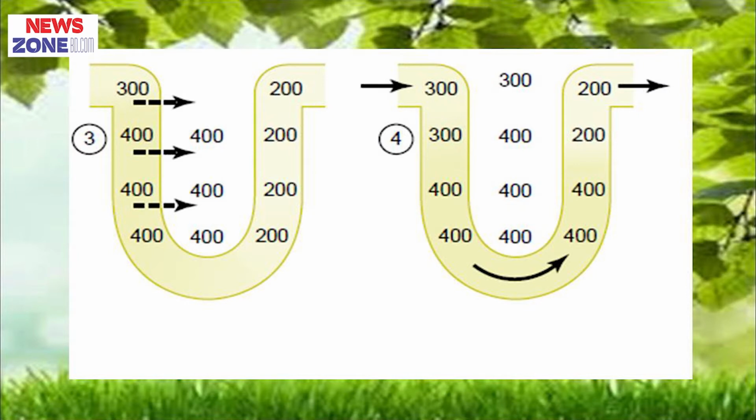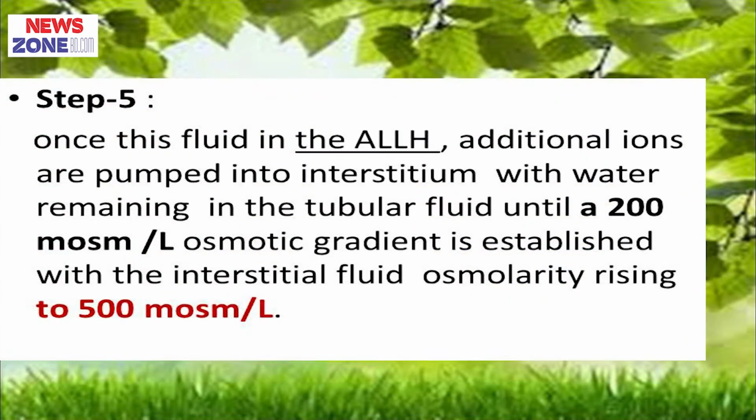In this way, the fluid passing through the descending limb comes to the ascending limb again. In the ascending limb, we know the active transporter is present here. It continues pumping the solute outside. So, when the 400 milliosmolarity fluid comes to the ascending limb, then in step number 5, you can see it pumps more solute to the outside, and continuously more fluid is coming to the ascending limb, pumping out more solute into the interstitium.